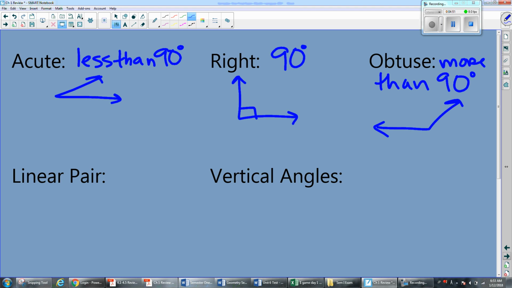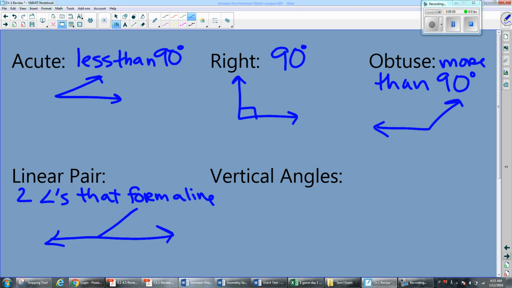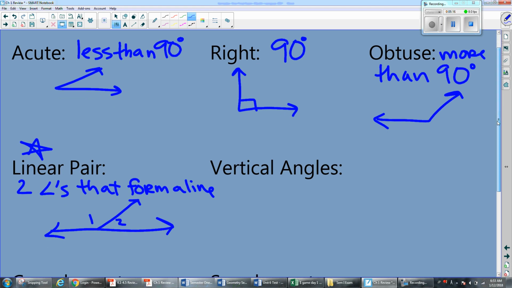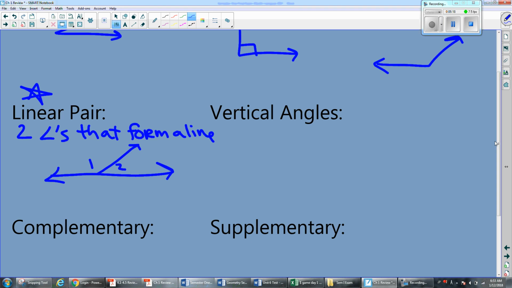If it's a linear pair, these are 2 angles that form a line. Pair means 2, linear means line. Here's my line, here are the two angles. I could say angle 1 and angle 2 are a linear pair. Okay, we really struggle with that one for some reason. Same with vertical angles. This is one of the tougher definitions for us. These are two congruent angles that are formed by lines.